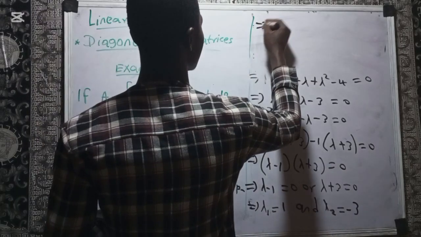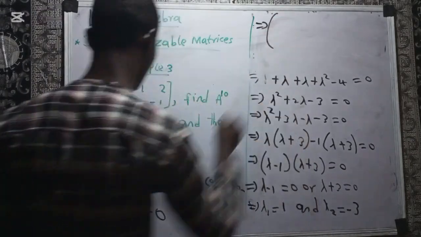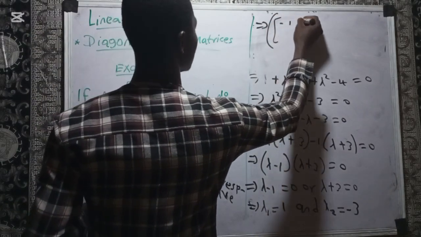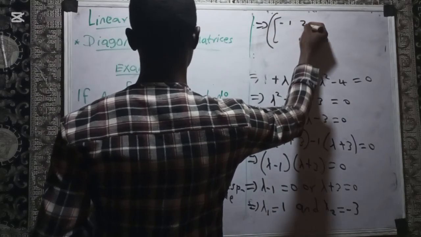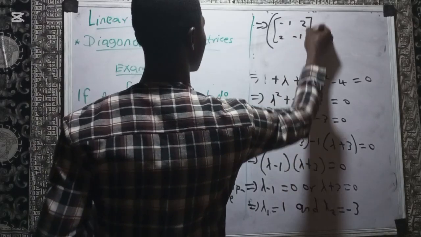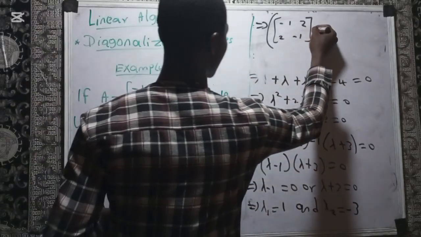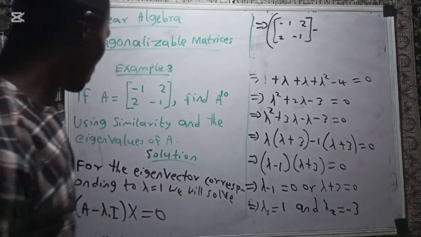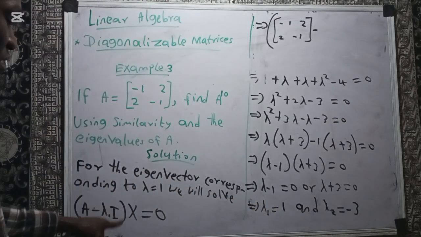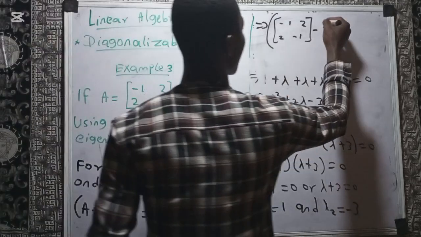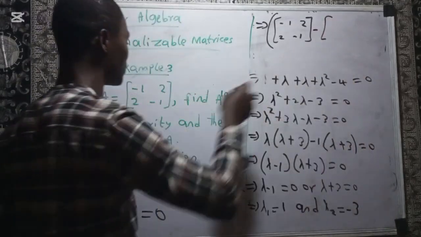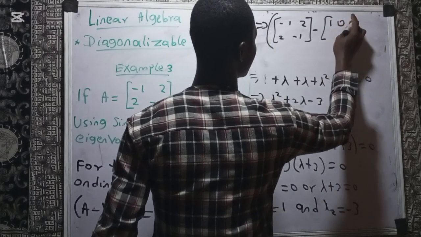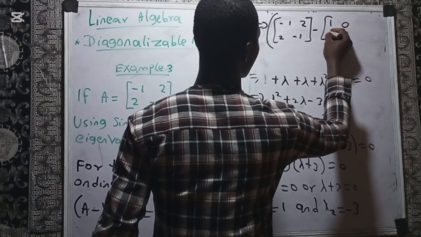So this implies your matrix A, you write it, the answer is negative 1, 2, 2, negative 1. So this is our matrix A. Then minus, what is your lambda 1? Your lambda 1 is positive 1. That's what we got. So positive 1 multiplied by the identity matrix I. And what's this identity matrix? It is 2 by 2 because our matrix A is 2 by 2. That's 2 by 2 identity matrix, 1, 0 and 0, 1.